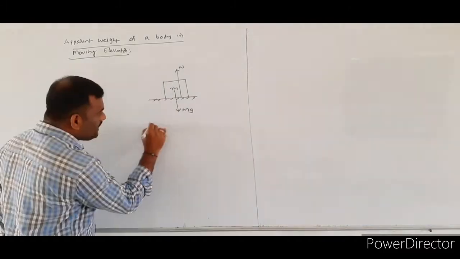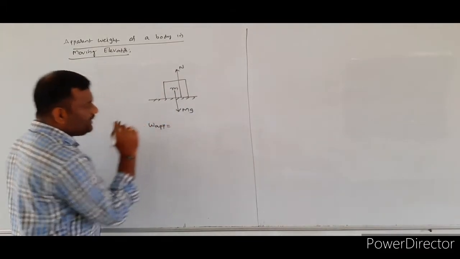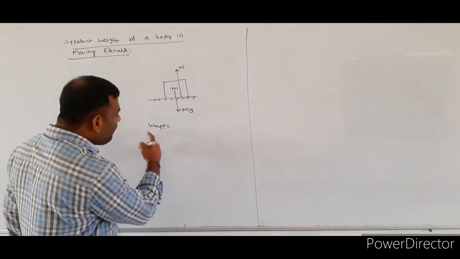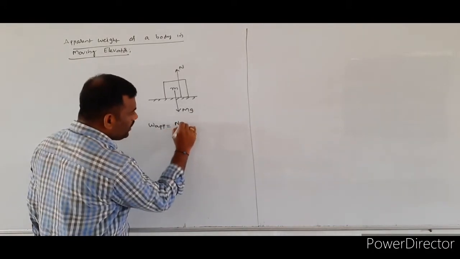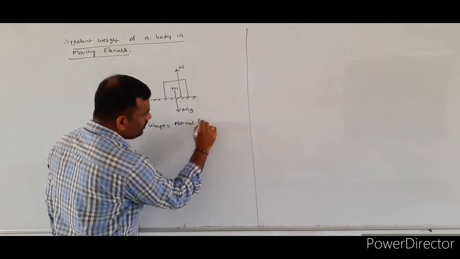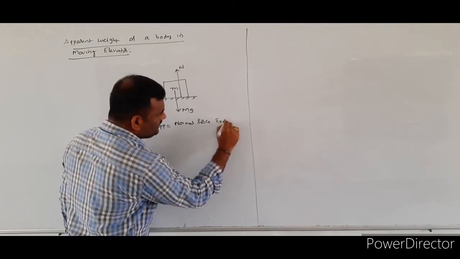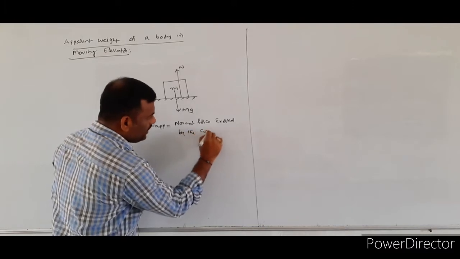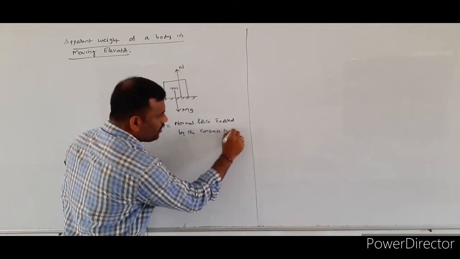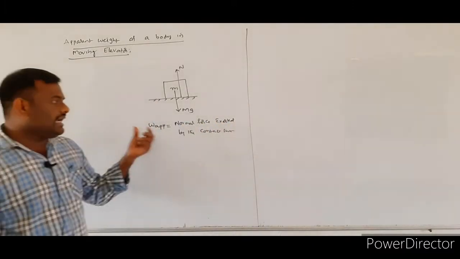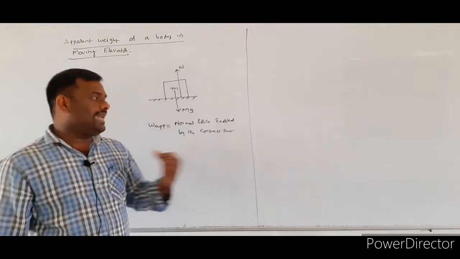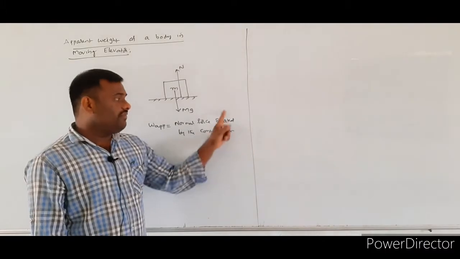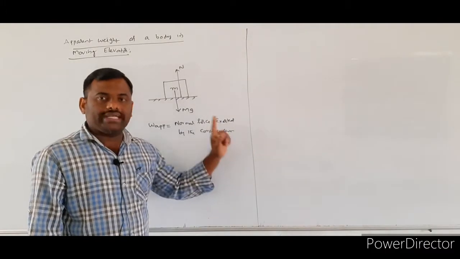So the apparent weight of the given body is equal to the normal force exerted by the contact surface. The apparent weight is nothing but the normal reaction, or the normal force, which is exerted by the given contact surface.